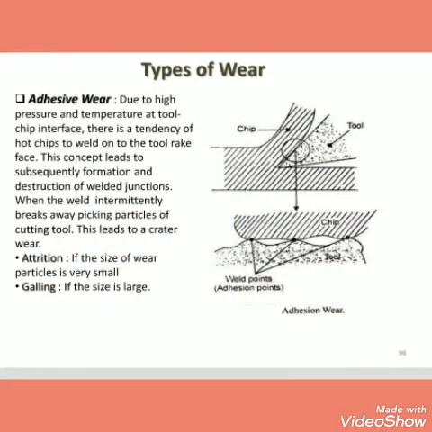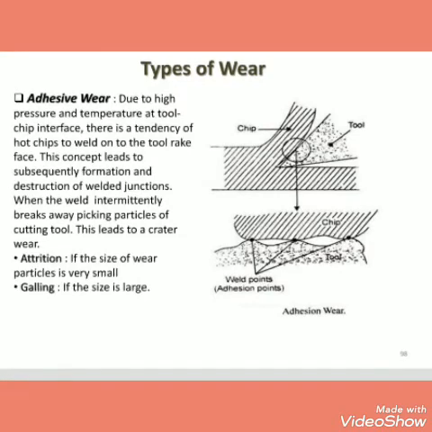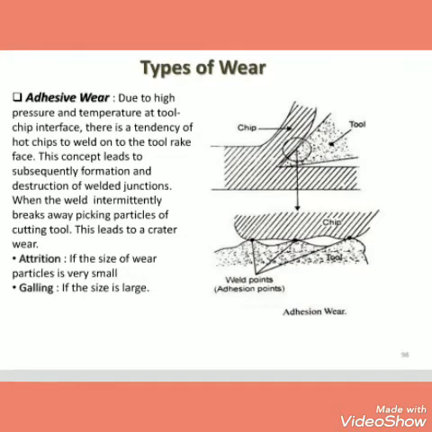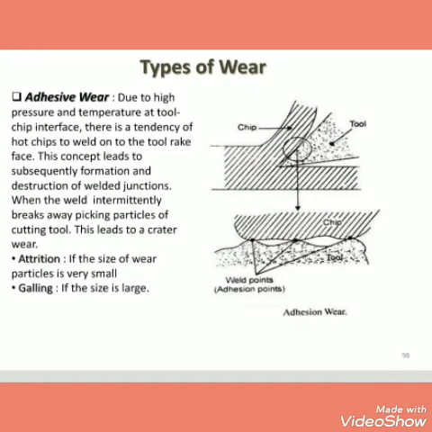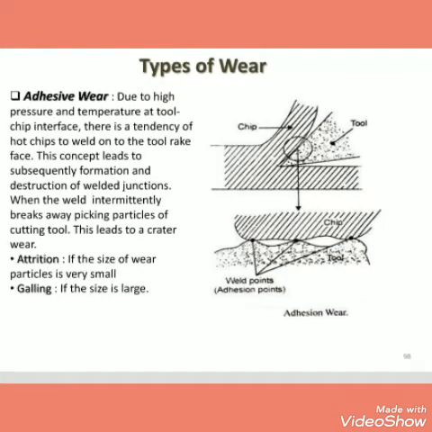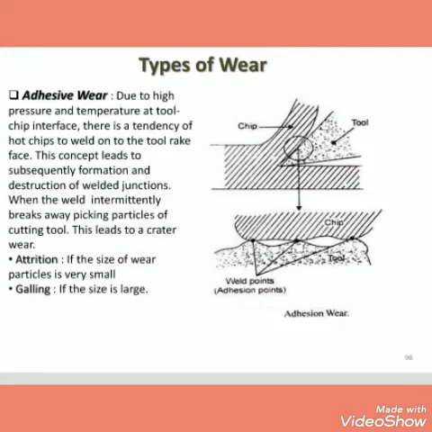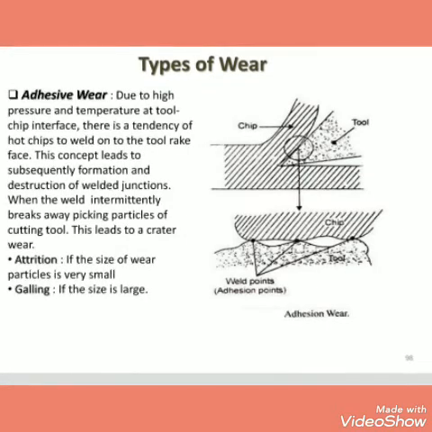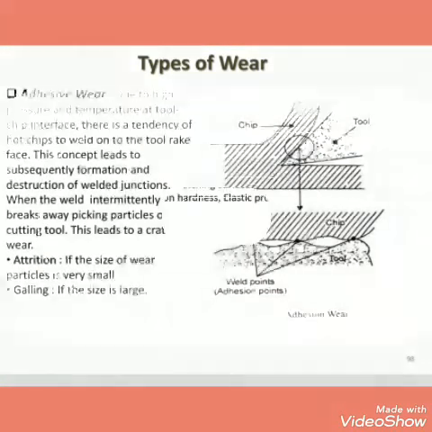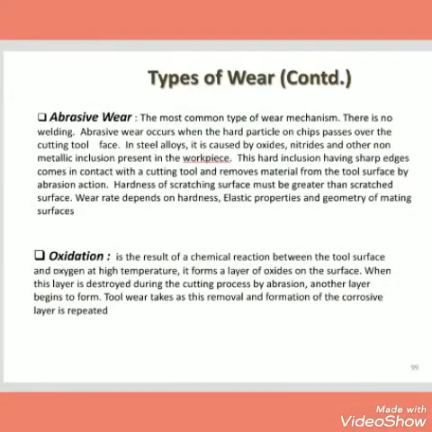Next one is the adhesive wear. Due to high pressure and temperature at the tool chip interface, there is a tendency of the hot chips to weld on the tool rake face. There are types of wear: attrition, if the size of the wear particles is very small, and galling, if the size is large. This is called the adhesive wear, and the chip breaks away by picking a particle of the cutting tool. This leads to crater wear. This is one of the most important types of wear, called the adhesive wear. Next one is the abrasive wear, the most common type of wear mechanism.